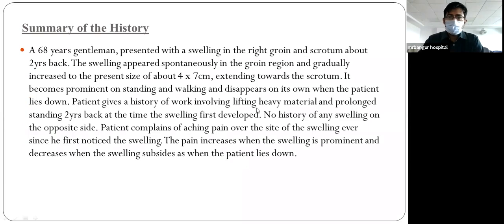There is no history of similar illness in any member of the family. Summary of the history. A 68 years gentleman presented with a swelling in the right groin and scrotum about 2 years back. The swelling appeared spontaneously in the groin region and gradually increased to the present size of about 4 into 7 centimeters, extending towards the scrotum.